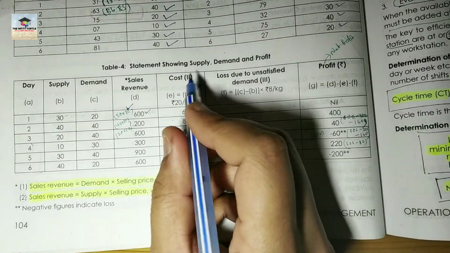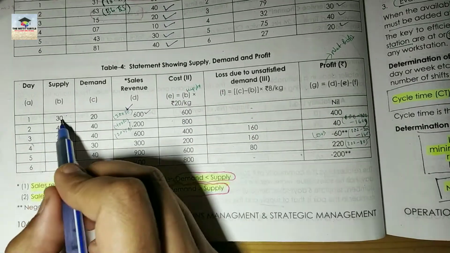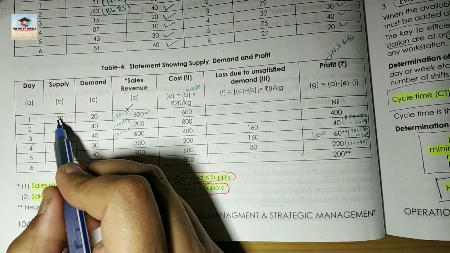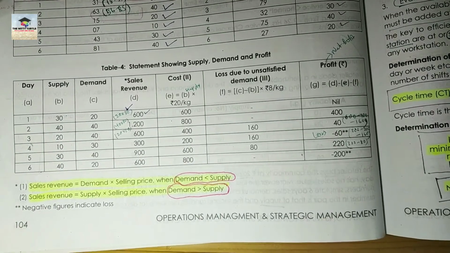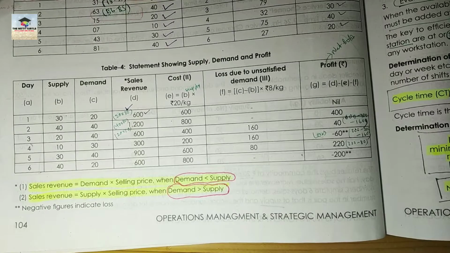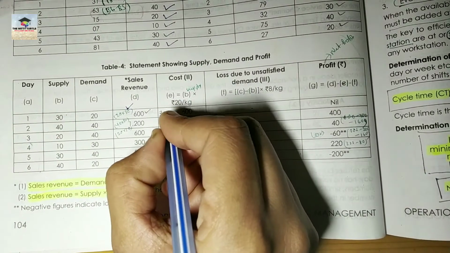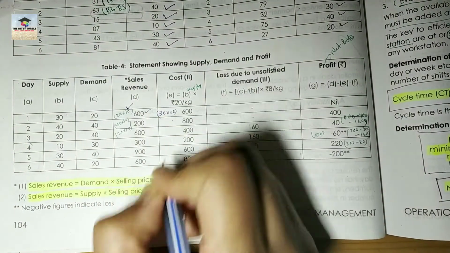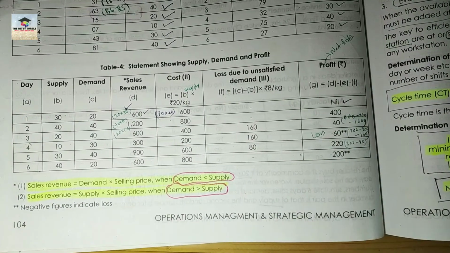And also your cost is how much? You are supplying 30 kgs and you are buying those raw material, your commodity at 20 rupees per kg. So 30 into 20, again it will be 600. So here your profit is coming as nil, right?